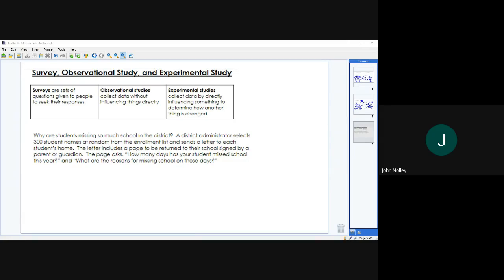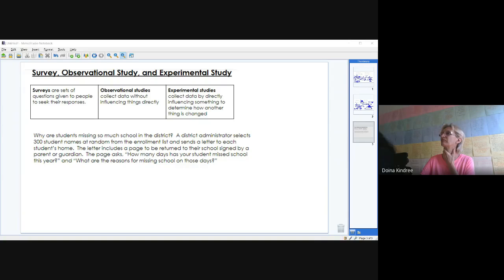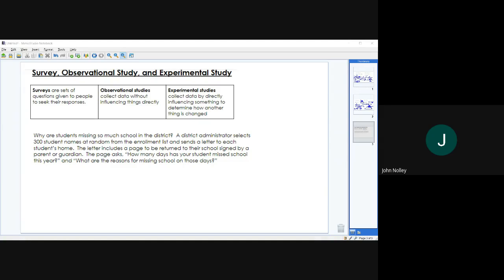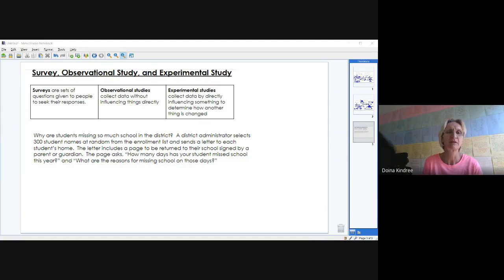Why are students missing so much school in the district? A district administrator selects 300 student names at random from the enrollment list and sends a letter to each student's home. The letter includes a page to be returned to their school signed by a parent or guardian. The page asks, how many days has your student missed school this year? And what are the reasons for missing school on those days? So what is happening here?